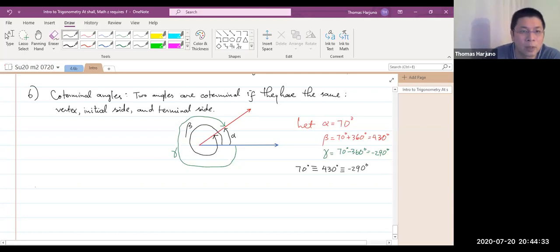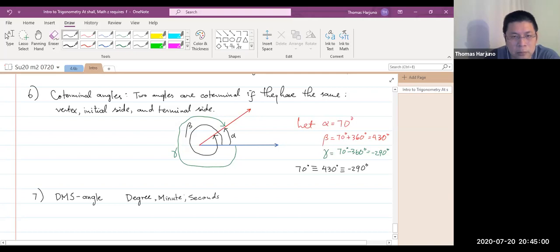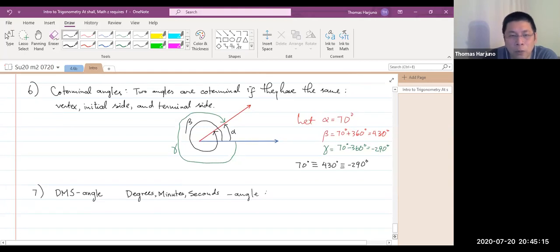Next, 7. DMS style. DMS angles. That stands for degree, minute, seconds angles. That's because of the following.